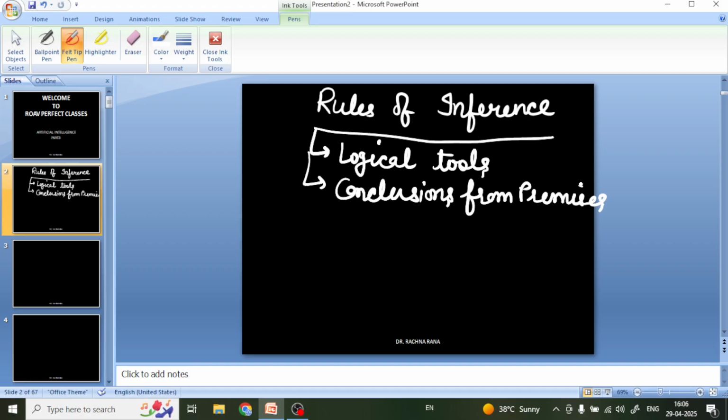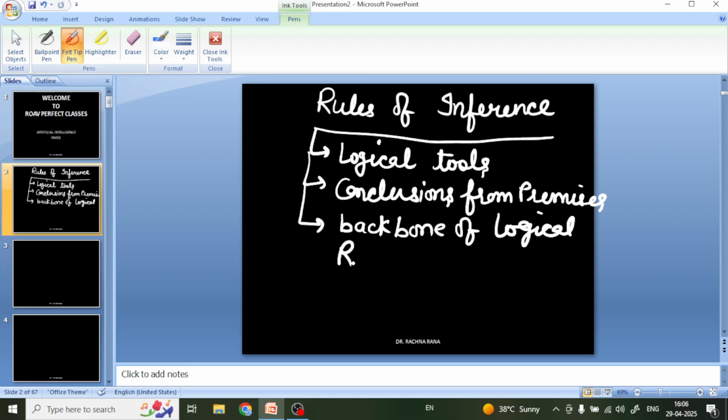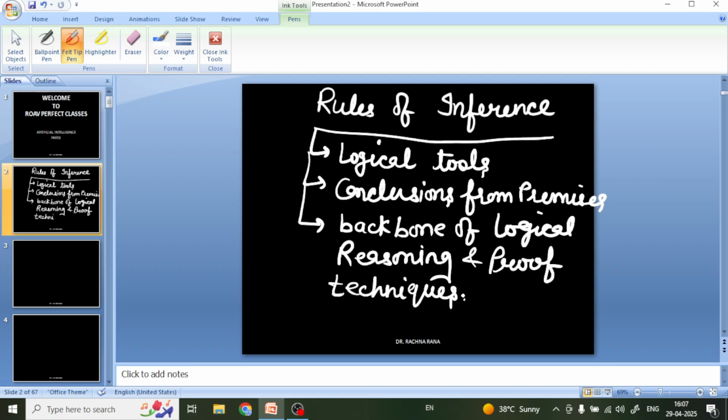Rules of inference are essential tools used in logic and mathematics which enable the derivation of conclusions from premises. They also form the backbone of logical reasoning and proof techniques. And they are extensively used in fields like computer science, engineering, and mathematics.